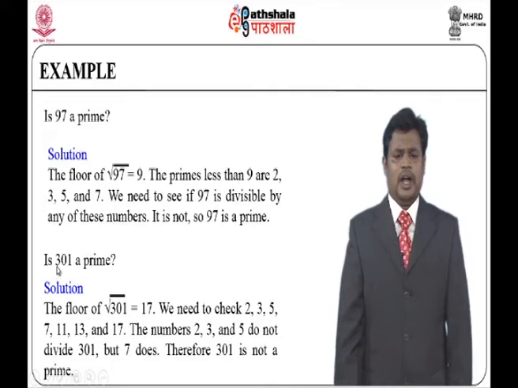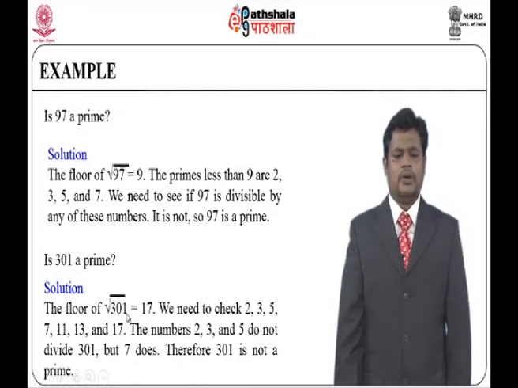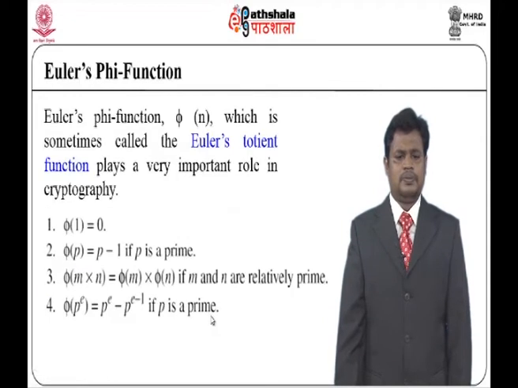Similarly, if I take another value, n equal to 301, I want to check whether 301 is a prime number. I take the square root of 301, which is about 17. So I take all the primes up to 17: 2, 3, 5, 7, 11, 13 and 17. The numbers 2, 3 and 5 do not divide 301, but 7 divides it. Therefore, 301 is not a prime number. So this method is not going to help you for very large numbers.